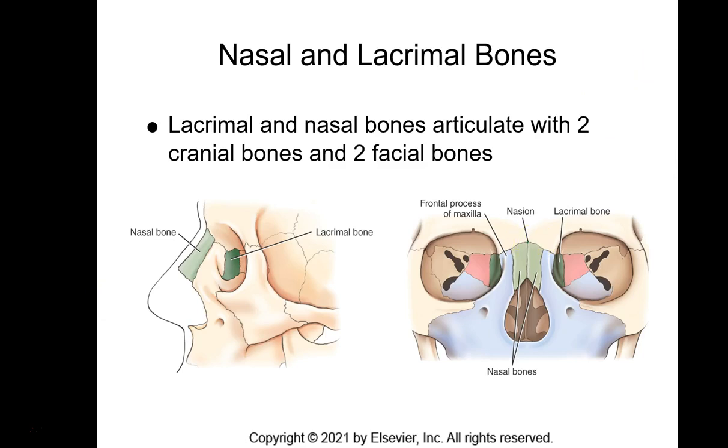Okay, let's talk about articulations. Each lacrimal bone articulates with 2 cranial bones, the frontal and ethmoid, and 2 facial bones, the maxilla and the inferior nasal concha. The nasal bones articulate with 2 cranial bones, the frontal and the ethmoid, and 2 facial bones, the maxilla and then the adjacent nasal bone.